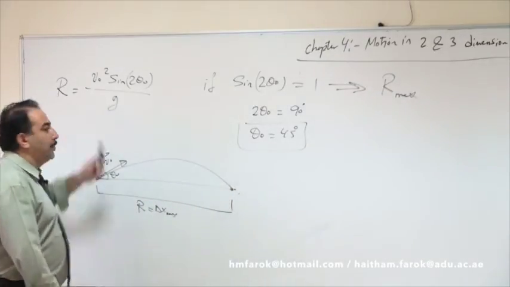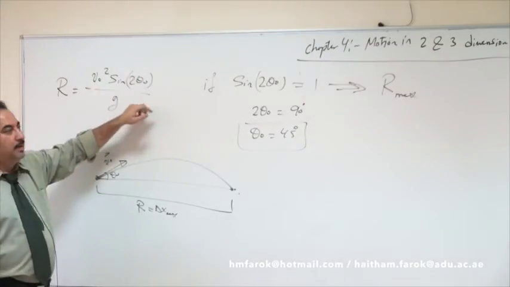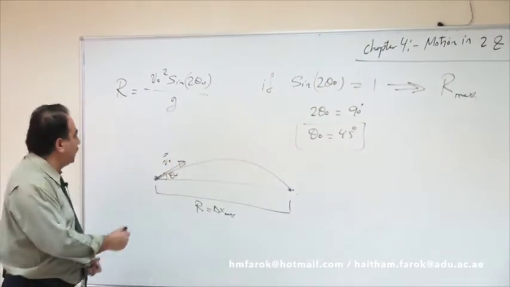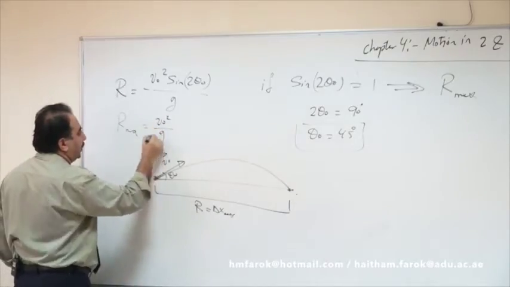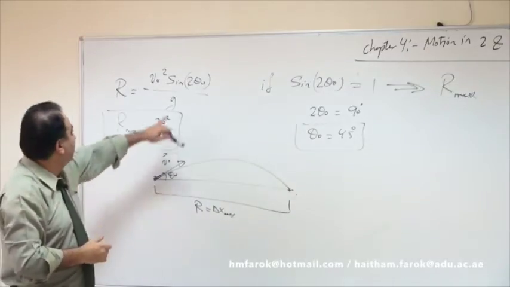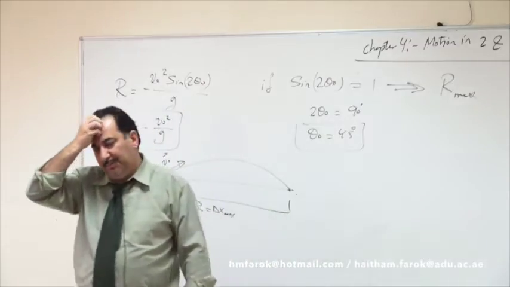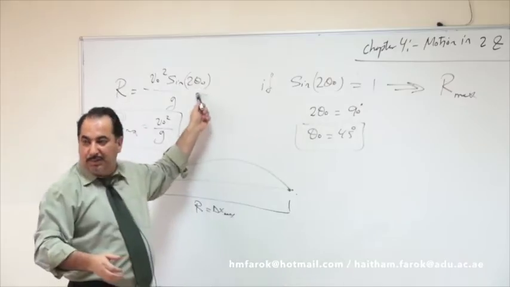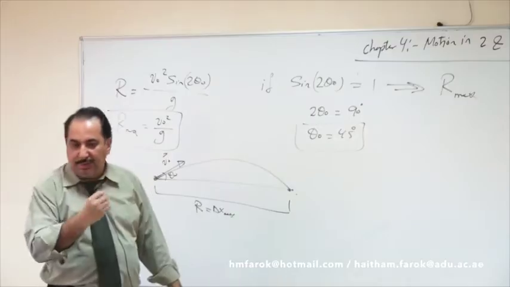So what is R max? When this is equal to 1, then it depends on V naught and G is constant. So sometimes we write R max as V naught square over G. This is R max because this one, of course, is 1 because the angle is 45. But still, you can keep this and put 45 for, which is 1 here, 90. So this is about range, yeah? A part which we didn't cover.